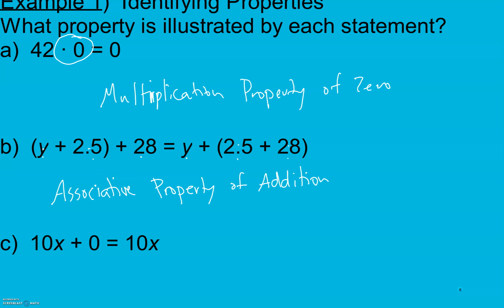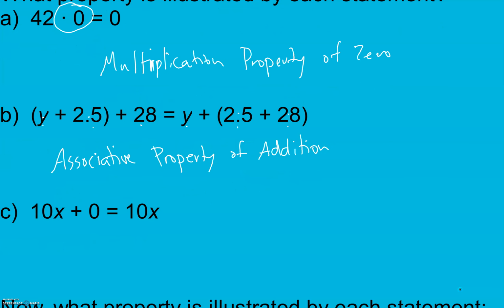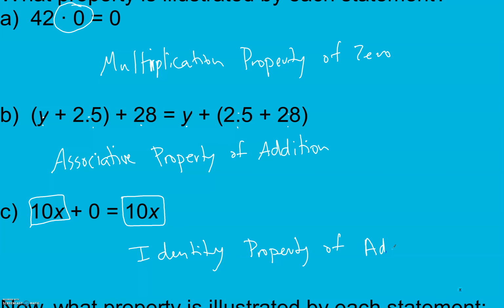In C, on the left side and the right side, I have different pieces. On the left, I have a 10x and a 0. On the right, I just have a 10x. So it cannot be associative or commutative. But if we look, the thing that we start with and the thing that we end with are identical. We just added 0 to it and it didn't change our quantity. So since they're identical, this is going to be an identity property of addition. And it's of addition because we are adding.